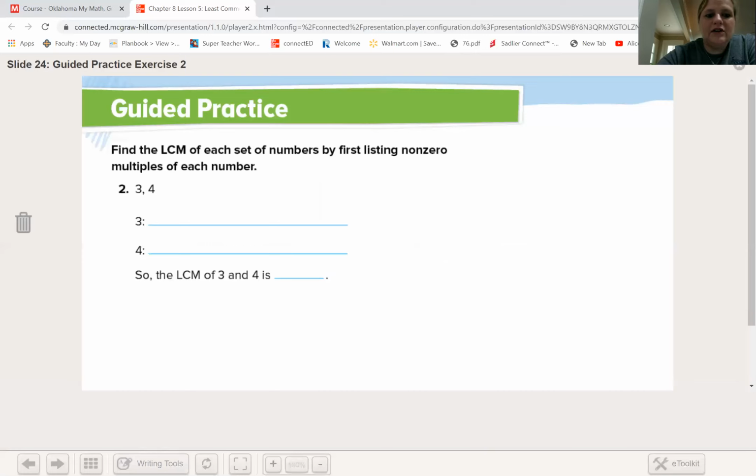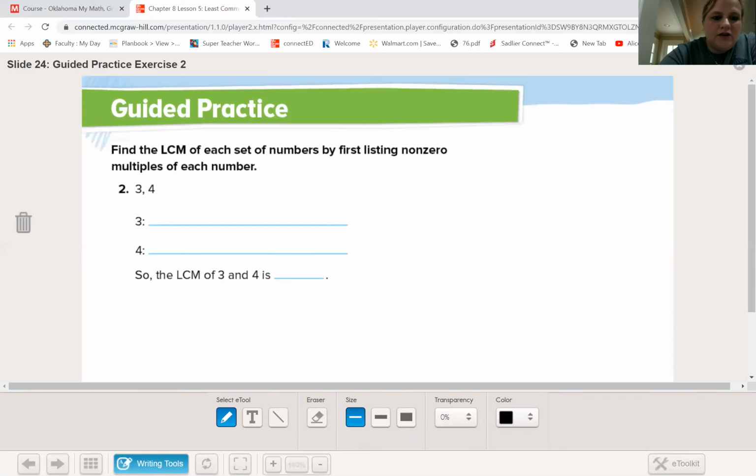All right, now it wants us to find the least common multiple of each set of numbers by first listing all non-zero multiples. So listing means we're making a list. So 3 times 1 is 3. 3 times 2 is 6. 3 times 3 is 9. 3 times 4 is 12. 3 times 5 is 15. 3 times 6 is 18. 3 times 7 is 21.